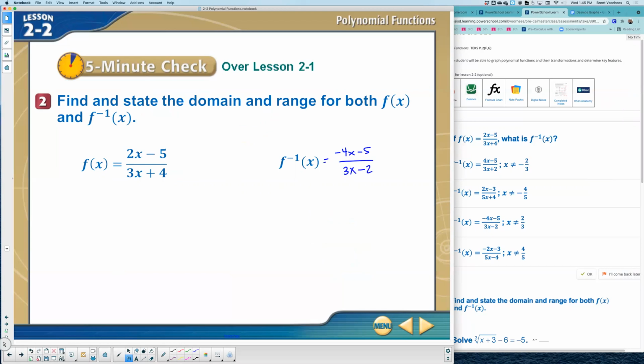So here is my domain, or there is my inverse equation. We already got the domain of the inverse. The domain we said was x cannot equal 2/3. Okay, I'm going to cheat again. And the cheat this time is not based off calculator. It's based off of knowledge. So maybe it's not cheating if it's based off of knowledge.